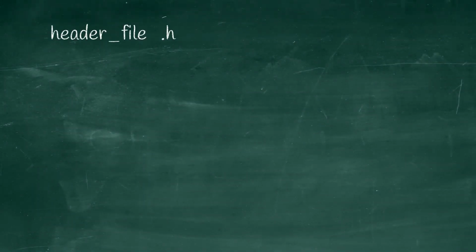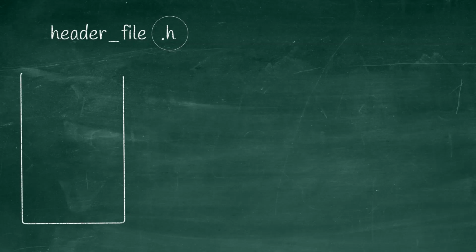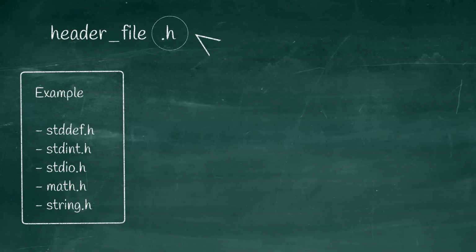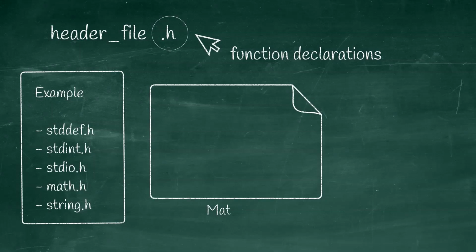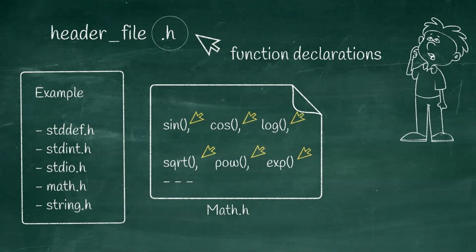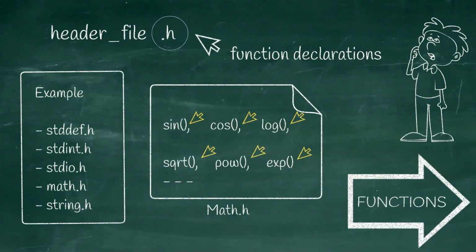A header file has an extension .h. Some examples of C header files are stddef.h, stdint.h, stdio.h, math.h, string.h. As already mentioned, these files contain function declarations. For example, if we consider the math.h header file, it will contain mathematical functions like sine, cos, log, square root, power, exponent, etc. Now you might be wondering, why is there an opening and a closing bracket at the end of each function? I'll be explaining this when we discuss the concept of functions in C programming.